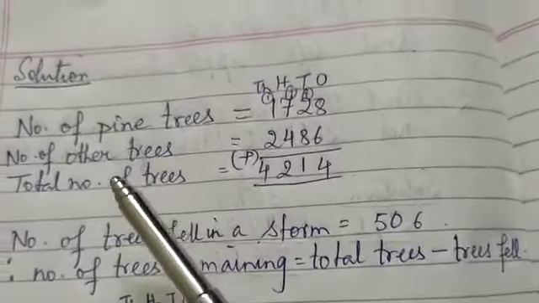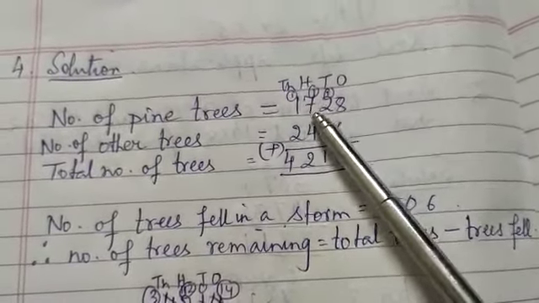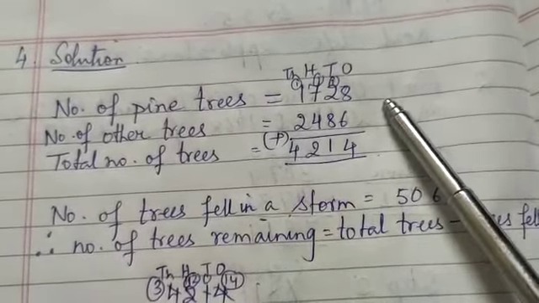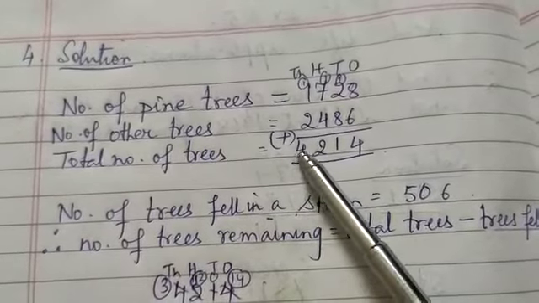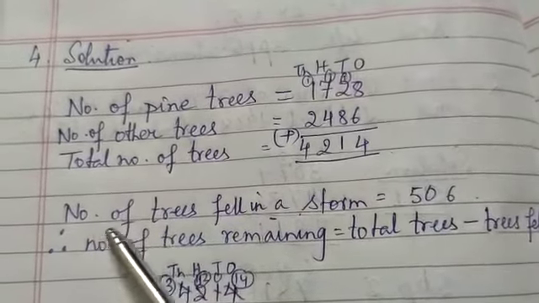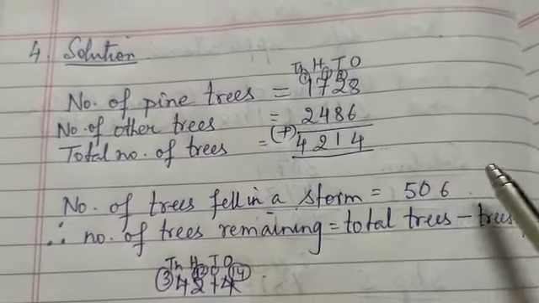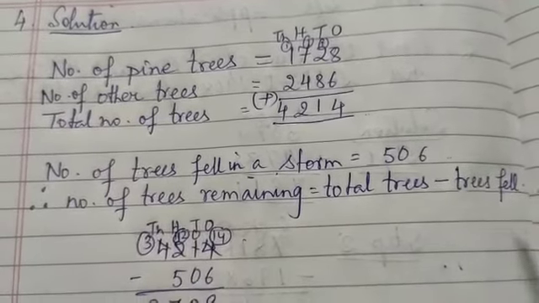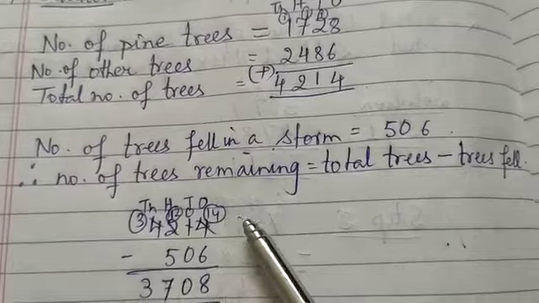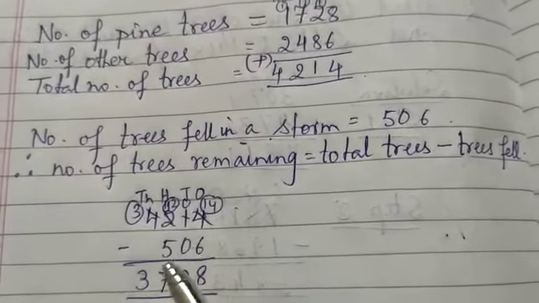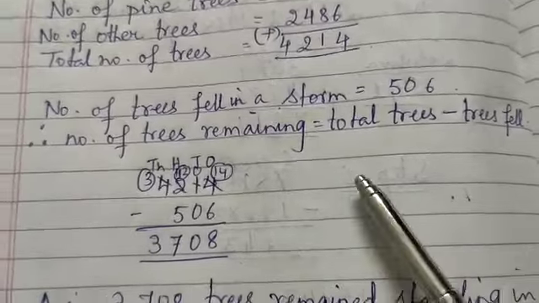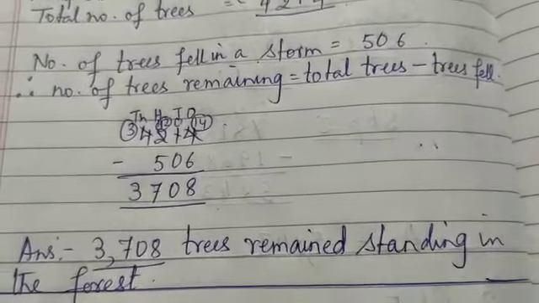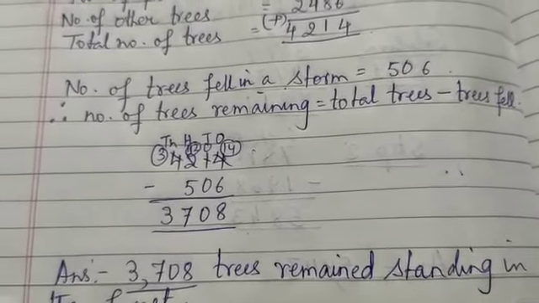Let me repeat. Number of pine trees 1728. Number of other trees 2486. Therefore total number of trees 4214. Number of trees fell in a storm 506. Therefore number of trees remaining equals total trees minus trees fell. That is 4214 minus 506. That is 3708. Answer: 3708 trees remain standing in the forest. I hope this much is clear to you.